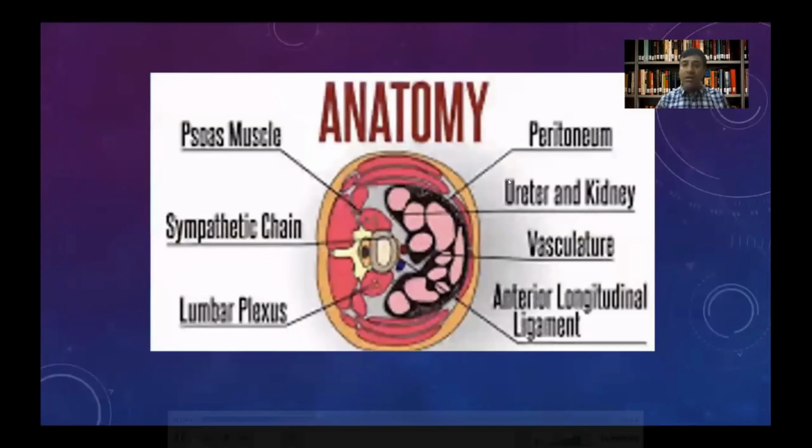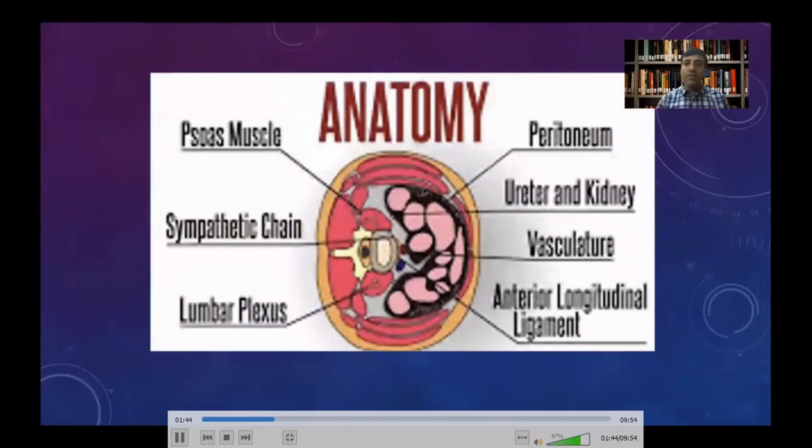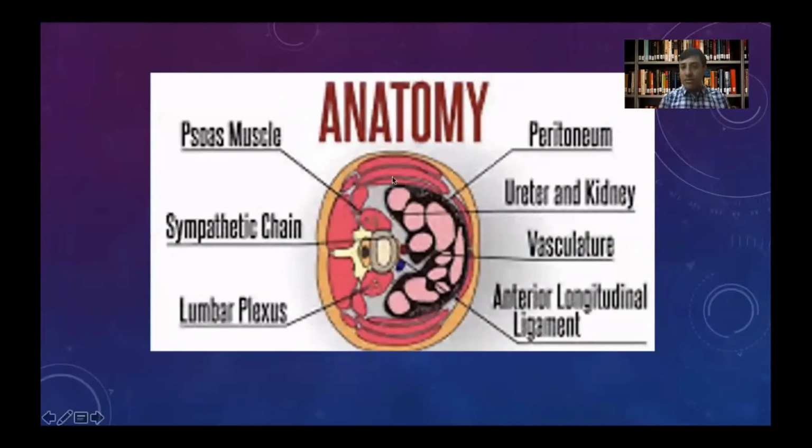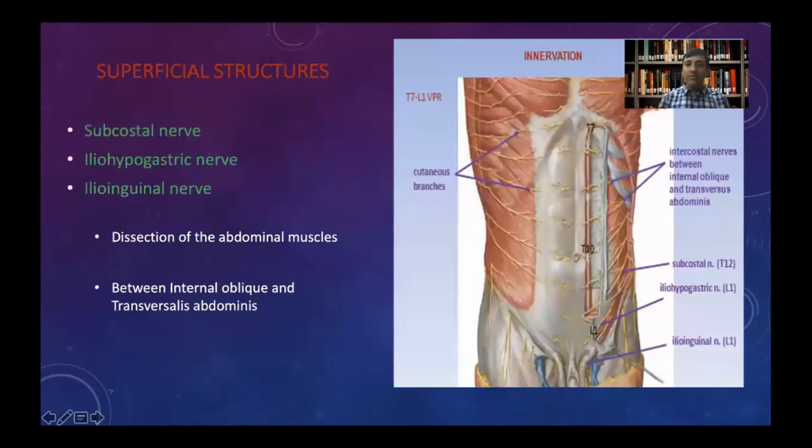Now, the structures that are important for OLIF: first of all, the three muscles which form the anterior abdominal wall, that is the external oblique, the internal oblique, and the transversus abdominis muscle. Then you have the psoas muscle, which you can see here is housing the lumbar plexus. Then you have the peritoneal cavity, the retroperitoneal space, along with the retroperitoneal structures, especially the ureter. The great vessels are there, and the sympathetic chain is there. So let us take that one by one.